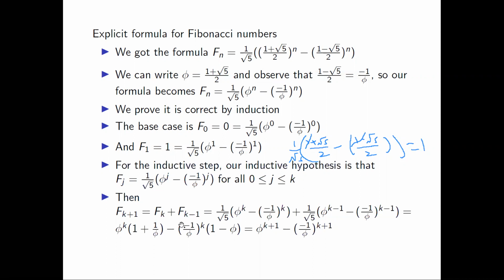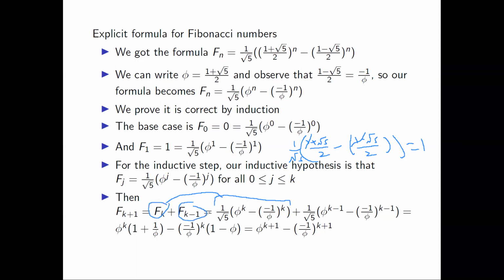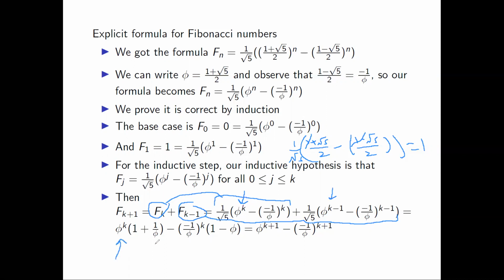We write f sub k as 1 over the square root of 5 times phi to the k minus negative 1 over phi to the k. And we write the f sub k minus 1 here as 1 over the square root of 5 times phi to the k minus 1 minus negative 1 over phi to the k minus 1. And how can we simplify it now? Well, we have this phi to the k right here, and we have this phi to the k minus 1 right here. We will group them together with this phi to the k that we pull out of both of them.